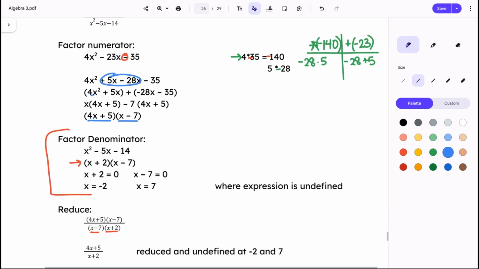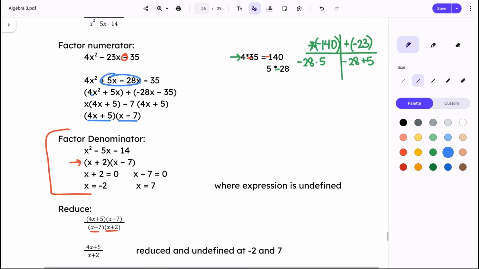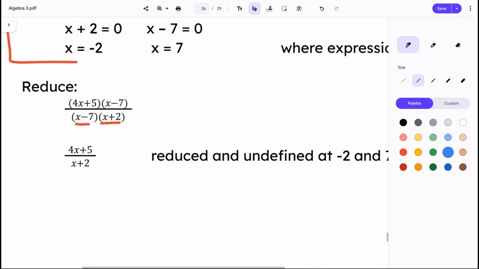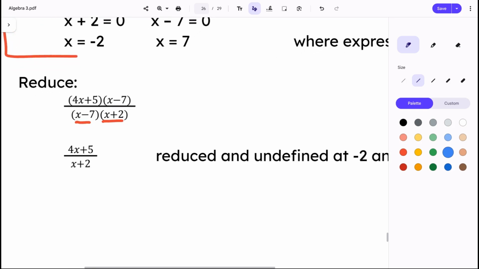So kind of is what we had been doing, but they already wrote it out for us, so we can just follow along. They will eventually make us start actually factoring ourselves. Okay, so now that we factored the top and the bottom, we can see our answer down here. 4x plus 5 is on the top with the x minus 7, and then on the bottom is x minus 7 and x plus 2. What is in both the numerator and the denominator? X minus 7. So all we have to do is just cross them off, and we're left with this 4x plus 5 over an x plus 2.